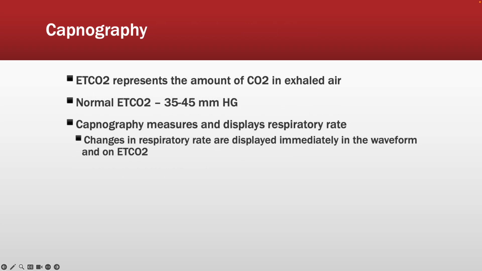EtCO2 represents the amount of CO2 in exhaled air. What's normal is usually 35 to 45 millimeters mercury. The capnography measures and displays respiratory rates. Changes in respiratory rate are displayed immediately in the waveform on the EtCO2 monitor.